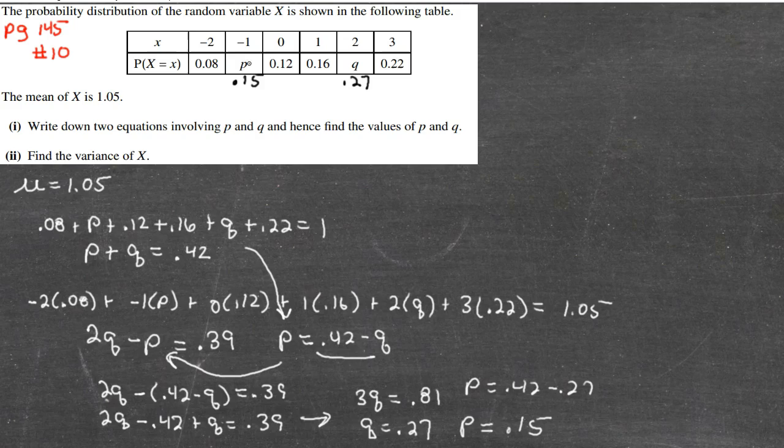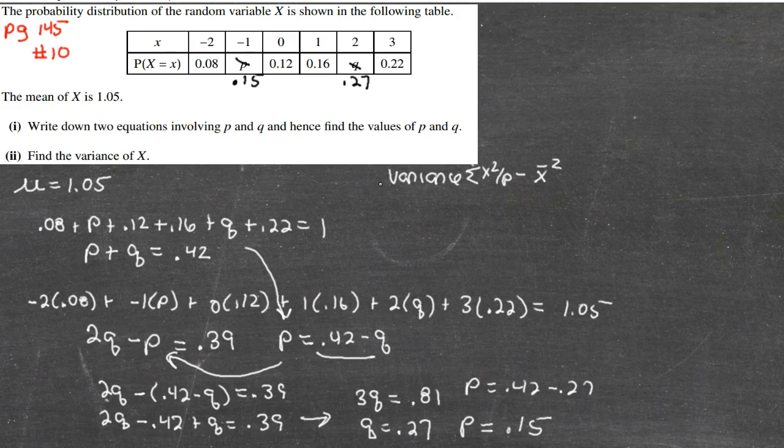And see, now I can find the variance, because I know that to find the variance, when it's not a binomial distribution, I've got to multiply the squares of the x's times the probabilities, and then sum those all up, and then subtract the mean, which they handed us, 1.05, but it's got to be squared. All right, so let's go ahead and do that.